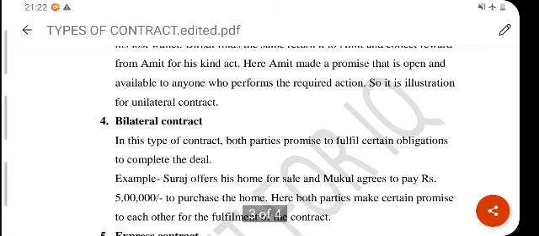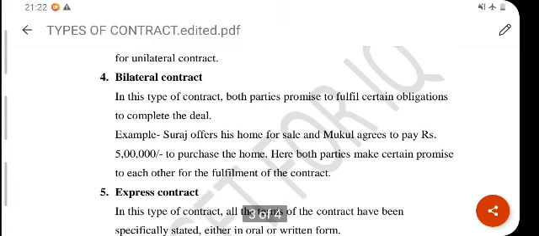Bilateral contract. In this type of contract, both parties promise to fulfill certain obligations to complete the deal. For instance, Suraj offers his home for sale and Mukul agrees to pay rupees 5 lakh to purchase the home. Here both parties make certain promise to each other for the fulfillment of the contract. So this contract is an illustration of bilateral contract.